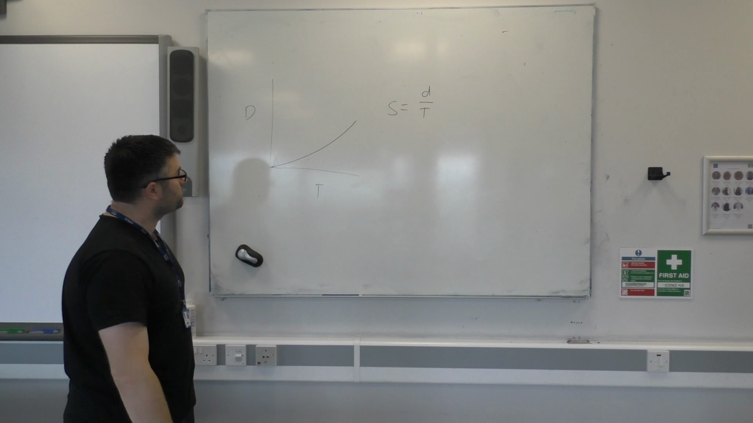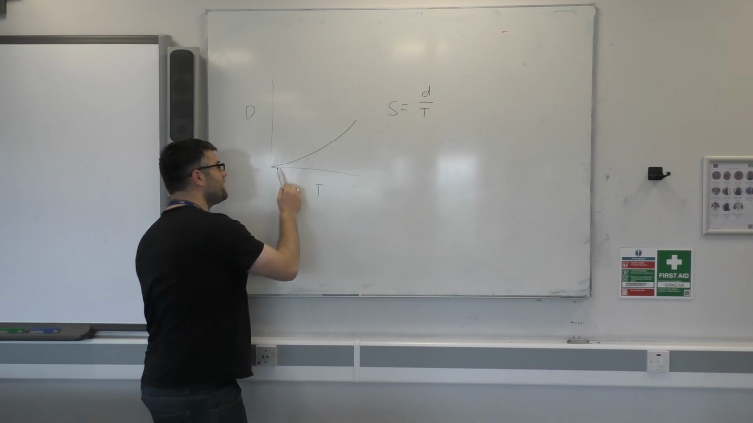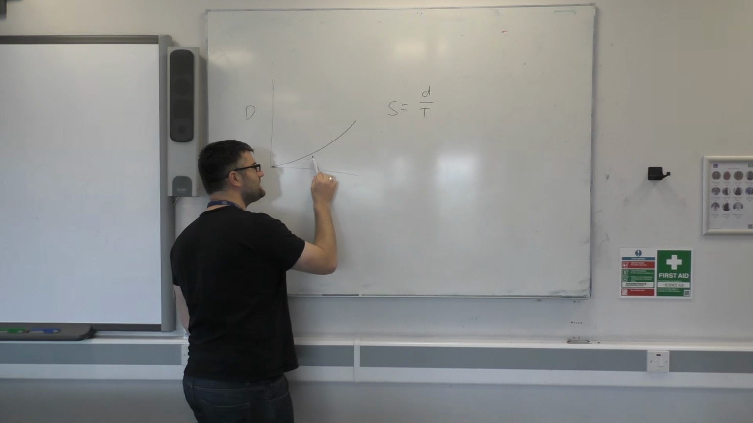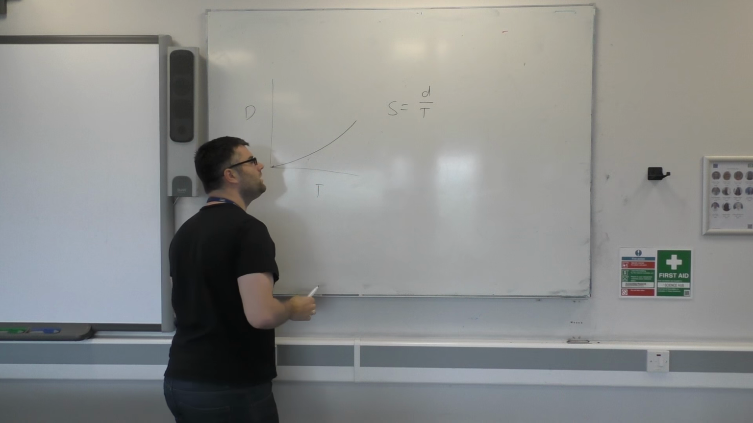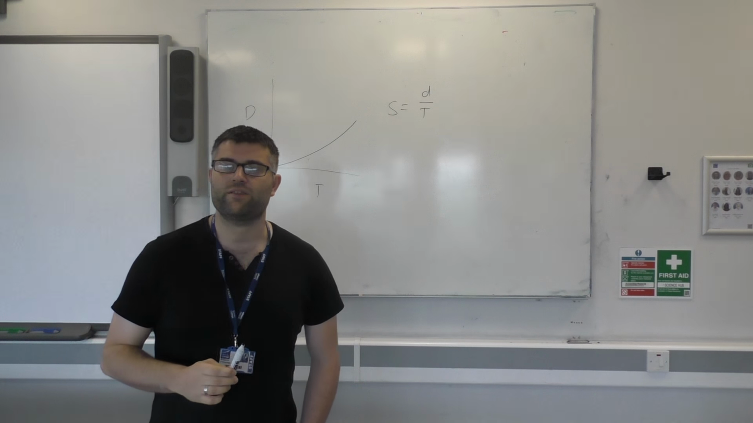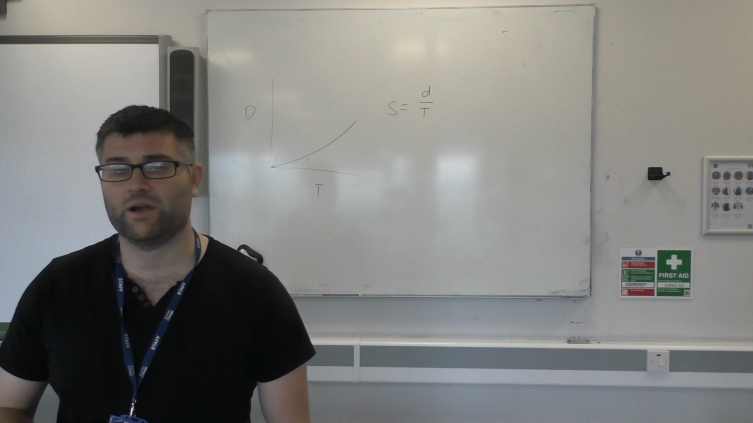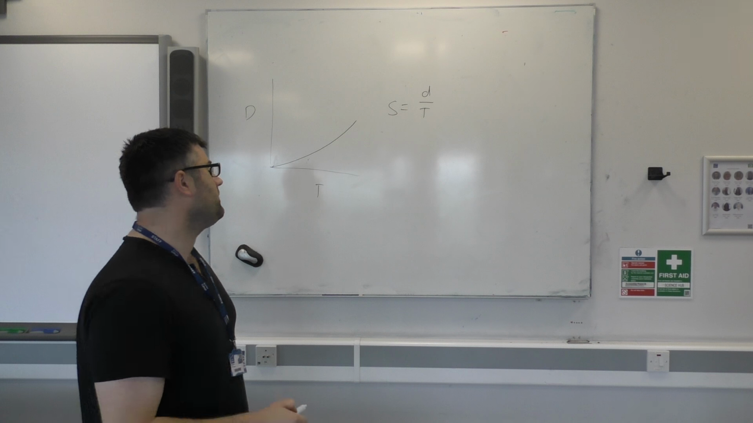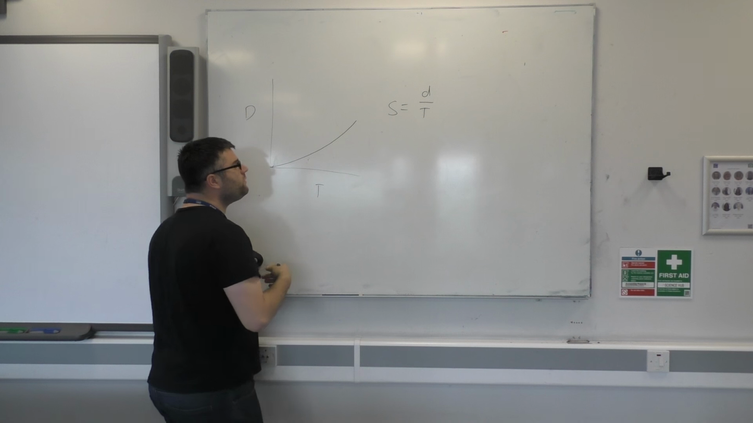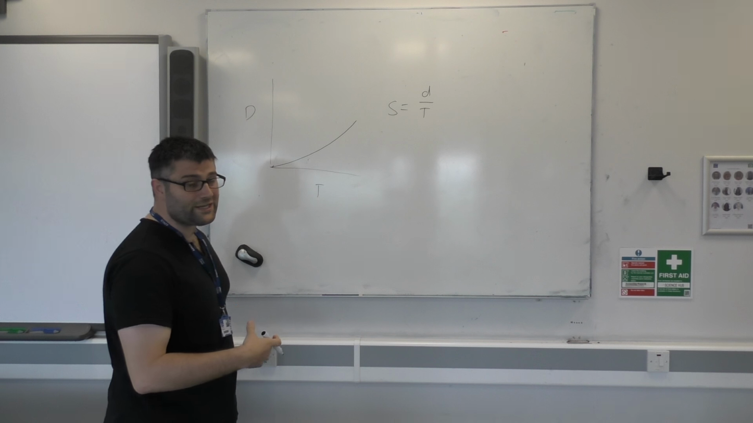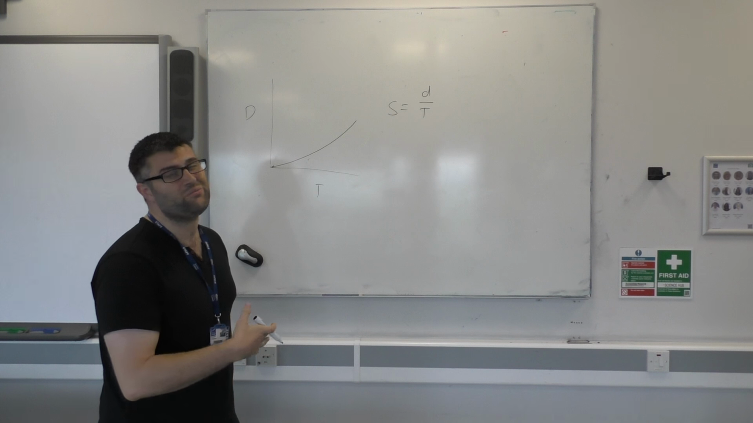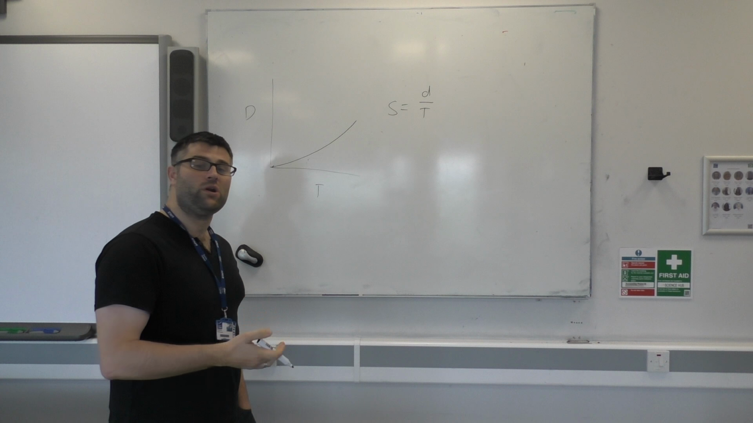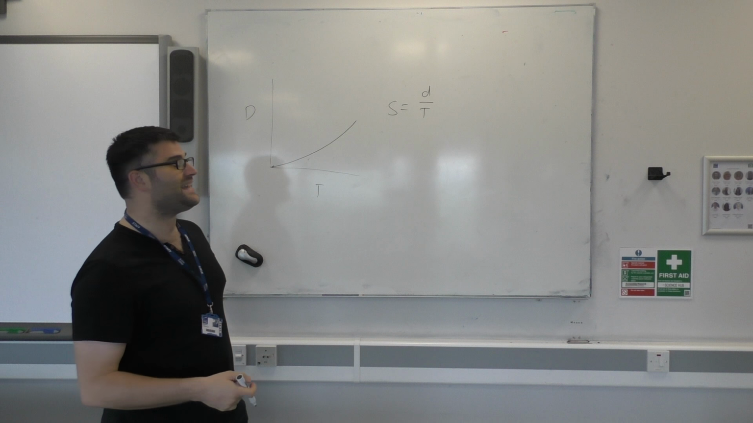However, it's changed. How has it changed? This one has changed because the gradient is getting steeper and steeper. So, what does that mean about the speed? Steeper gradient means a greater value of speed. So, in this case, how would we work out the speed? Well, we couldn't work out the speed across the whole lot. You'd end up working out an average. We don't want an average in this case, we want an instantaneous speed.